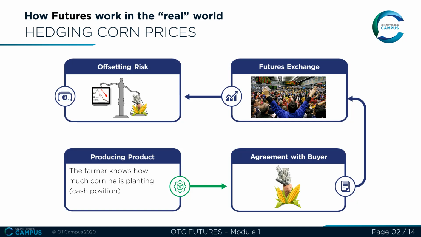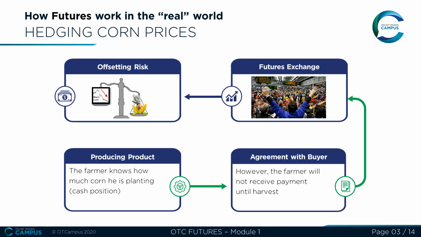In our case, the farmer knows how much corn he is planting, which is known as his cash position. In the second step, he will get into an agreement with a processor like Mills who buys his corn. However, the farmer will not receive payment until harvest. While the farmer has to wait for the corn to be ready to harvest, who knows what the corn market is going to do? Prices could go up, they could stay the same, or they could go down.